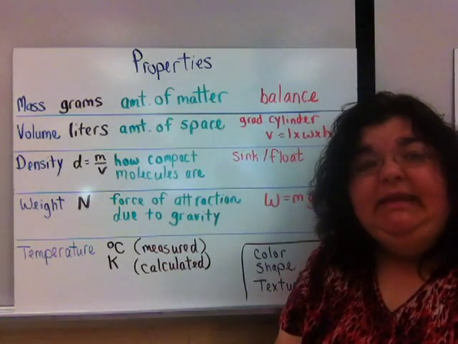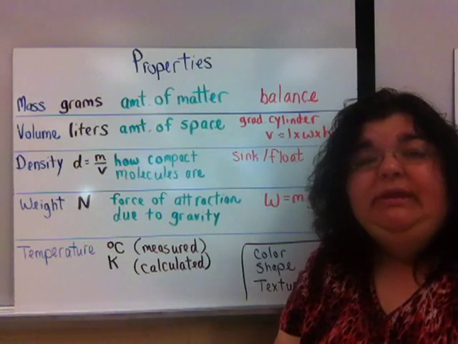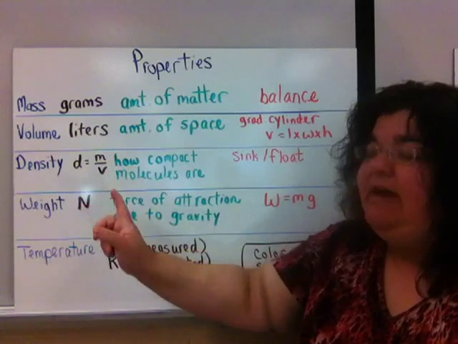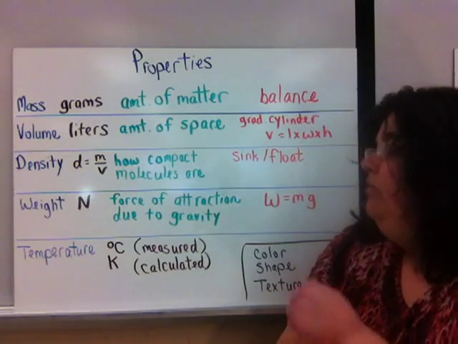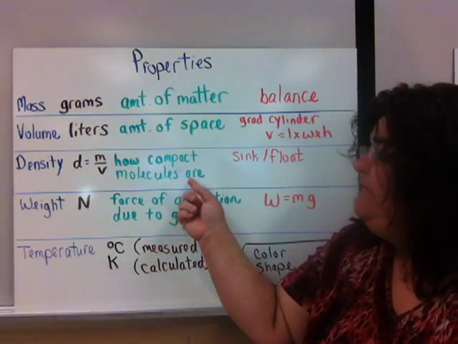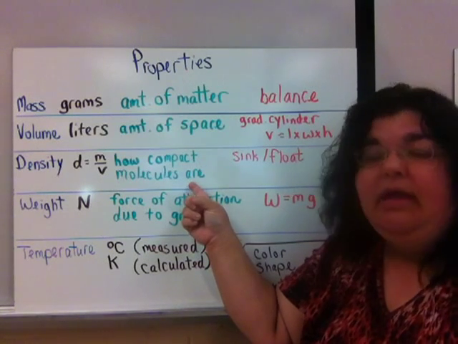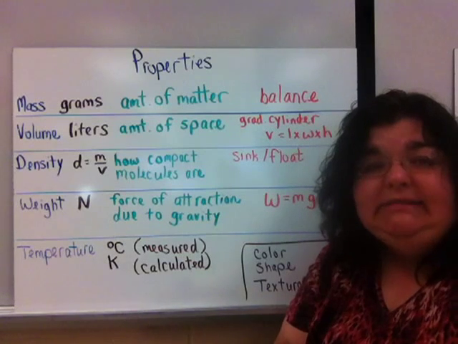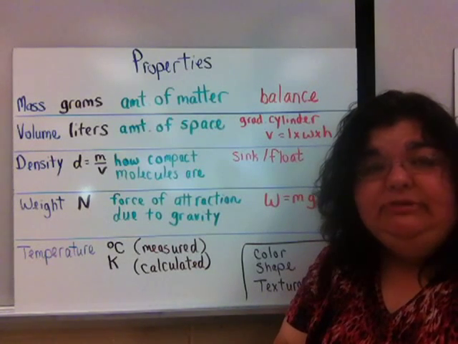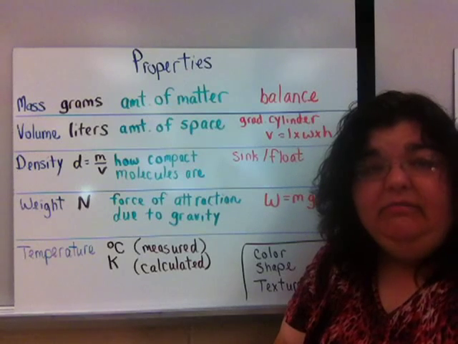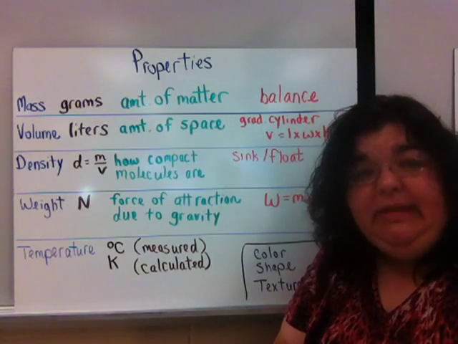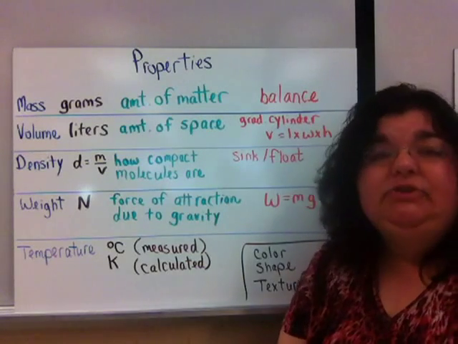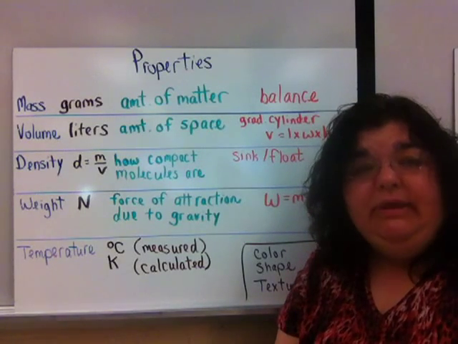Now, density is the relationship between mass and volume. The formula is mass divided by volume. The definition for density is how compact the molecules are in a substance. So the more mass I have in an object with a set amount of volume, the more dense it will be. Now, we compare density in terms of sinking or floating.